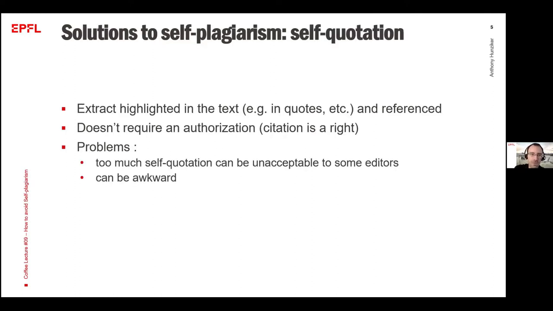So how could we refer to our own previous publication? So first solution may be self-quotation. Okay, so self-quotation is basically copy-pasting an extract, a section of an already existing document, highlighting it in the text, for instance, in quotes or in another way, and giving the full reference of the original work. So citation in the text and complete reference in the bibliography. And it doesn't require any authorization because citation is a right, okay? That's a solution to refer to a previous work.